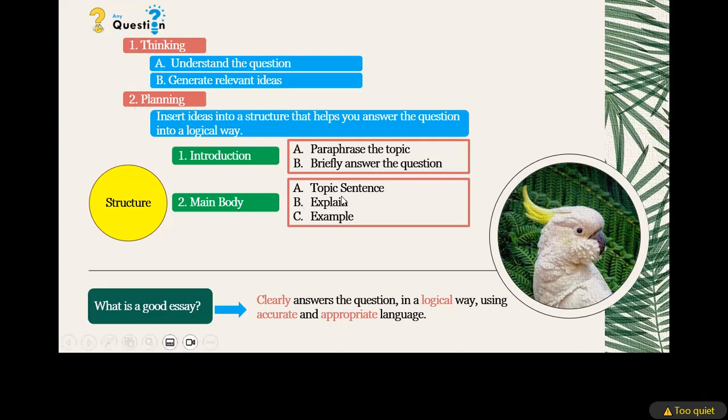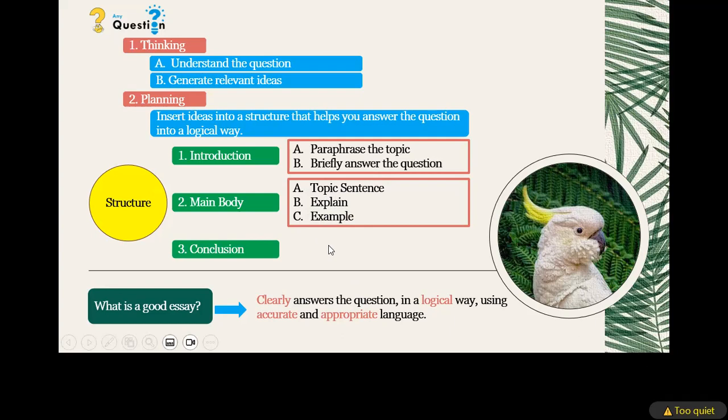And then you need to provide some explanation. The topic sentence tends to be very general, so I need to explain this. It's very important. And then to highlight my explanation, I need to give a very specific example that will show the examiner that I understood the topic and I am writing in a clear way.